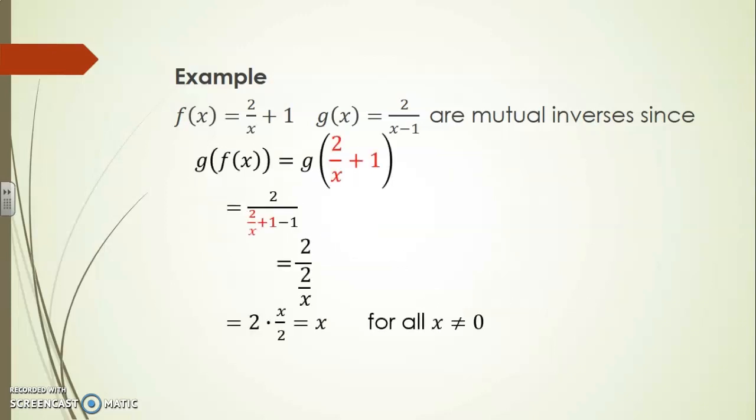Likewise, if we compose g on f of x, so this time we have to find the result of f of x first, 2 over x plus 1, which we are inserting as the argument of g. So what used to be x in function g is now replaced by 2 over x plus 1. And this will simplify to x as well. This time we have to avoid x's being 0, because otherwise f of x would be undefined initially.